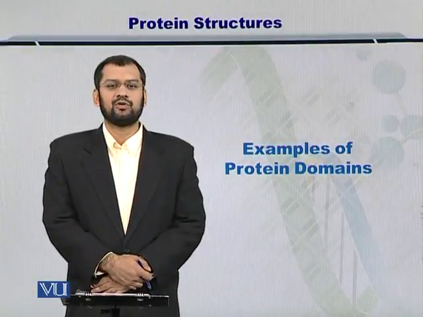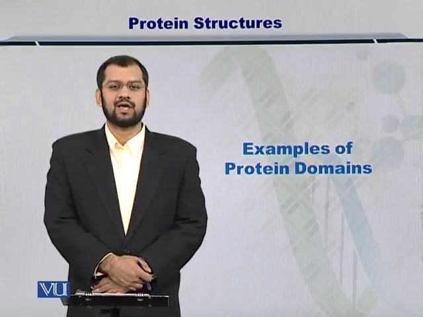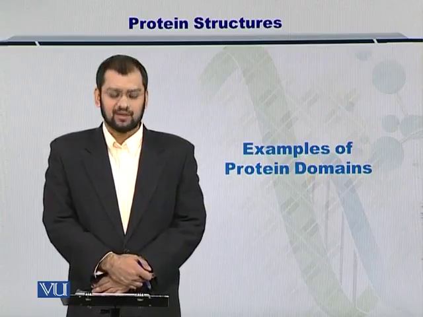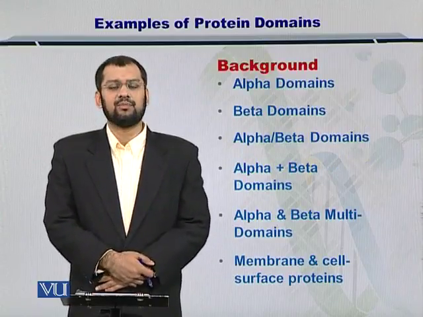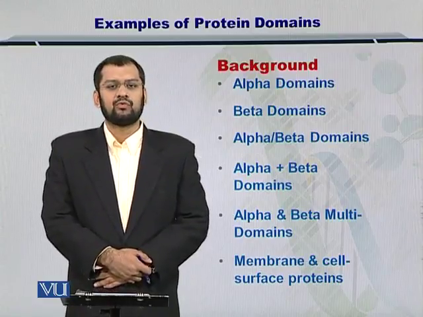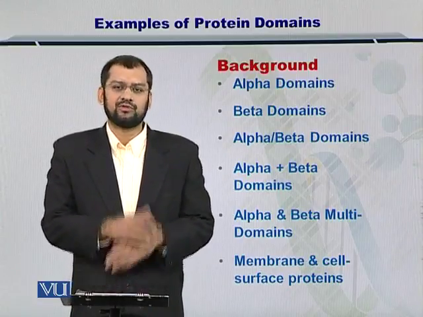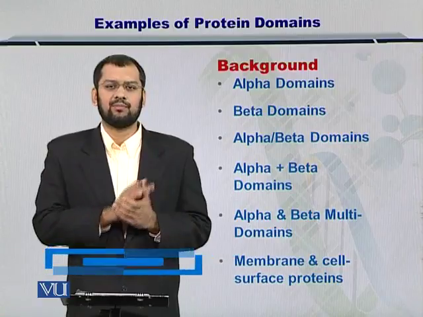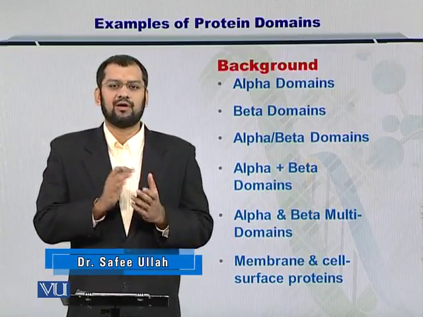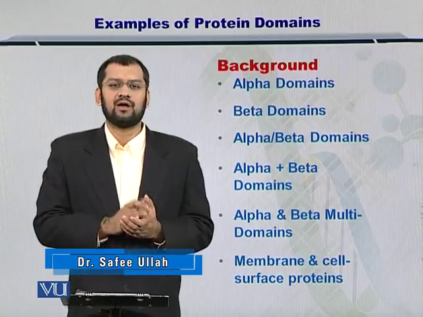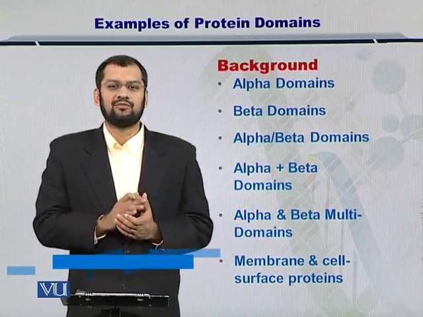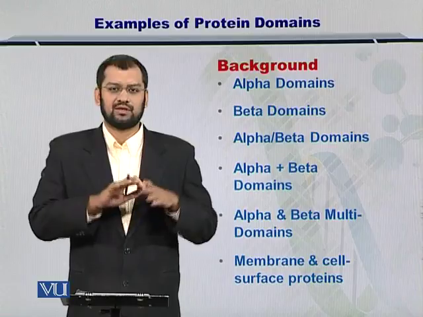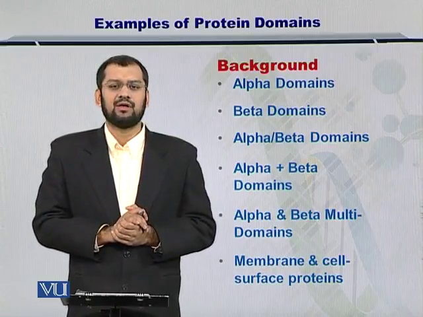Dear students, in this module, I'm going to give you an example for each type of the domain architecture that we looked at in the previous module. So let's start by reviewing the different domains that exist. Foremost are the alpha domains that are mostly constituted by alpha helices. And then there are the beta domains which are constituted by beta sheets. And then alpha plus beta, or alpha over beta, or alpha and beta. As well as there are the membrane domains that exist on the surface of the different cells.